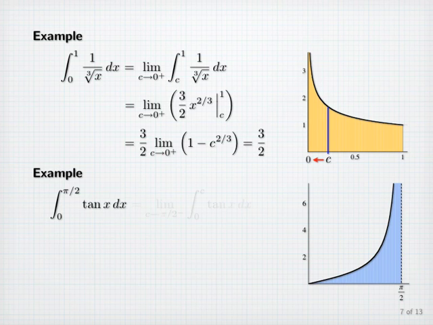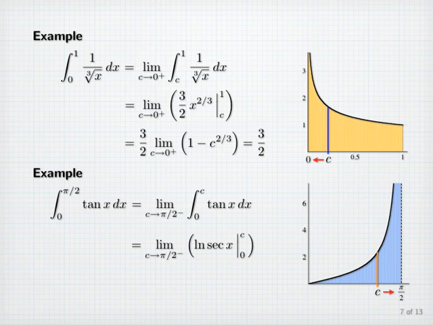So by definition, this is the limit as c approaches pi over 2 from the left of the integral from 0 to c of tangent x dx. Now recall that an antiderivative of tangent x is the natural log of the absolute value of secant x. We don't need the absolute values here because secant x is positive for x between 0 and pi over 2. So now we have the limit as c approaches pi over 2 from the left of the natural log of secant of c minus the natural log of secant of 0. But secant of 0 is 1, and the natural log of 1 is 0.